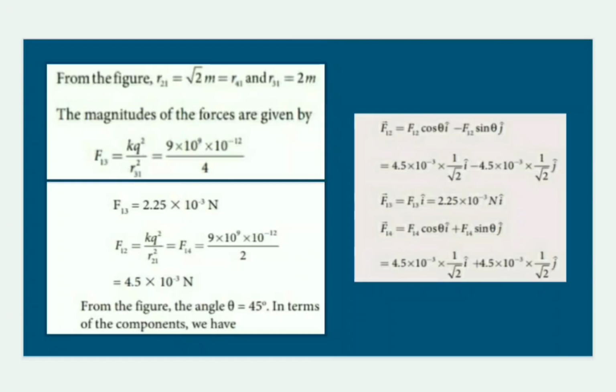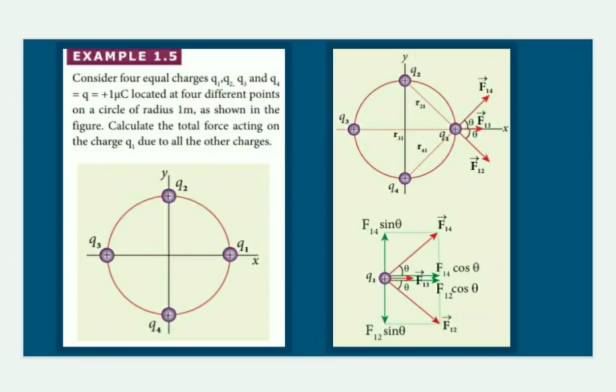Similarly find out F12, K into q square by R21 square. 9 into 10 power 9, 10 power minus 12 divided by 2 here, because R21 square, here we are speaking about the distance between them, right? So 2, so that will be giving you the value 4.5 into 10 power minus 3 Newton. Now what is F12 here? See, we are resolving F12 into components. That is what is very important, and please remember we have to resolve it into components now.